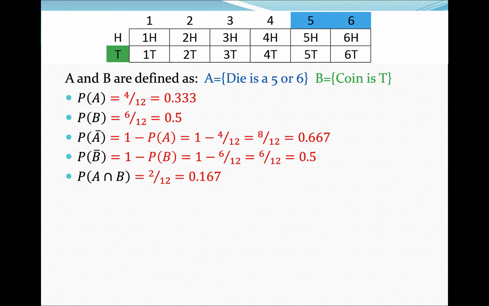So what that means is the die has to be a 5 or a 6 and the coin has to be tails. Well, if you look at the table here and you look at the overlap, the tails are that bottom row. The 5 or 6 are those last two columns, so there's only 2 outcomes that satisfy that. The 2 outcomes that satisfy A intersect B are the 5T outcome and the 6T outcome. Those are the only 2 outcomes where the die is a 5 or a 6 and the coin is tails. So that's where your numerator comes from. Your numerator is 2 of the outcomes out of the total of 12, and that will give us that overlap of 0.167.